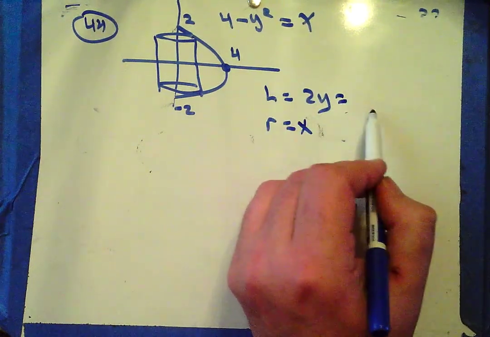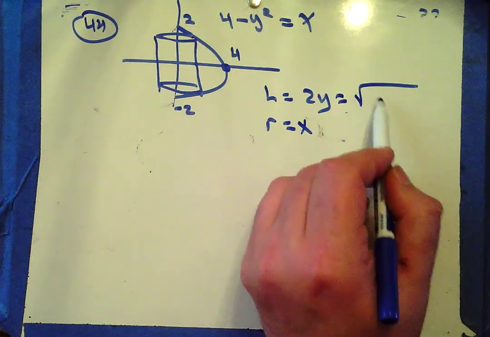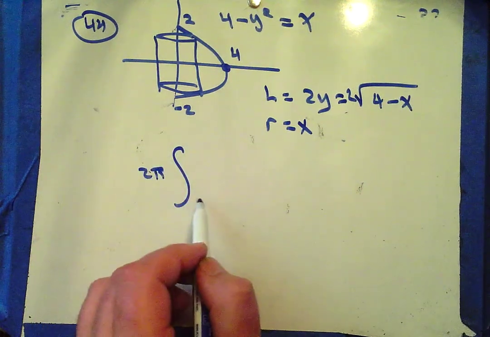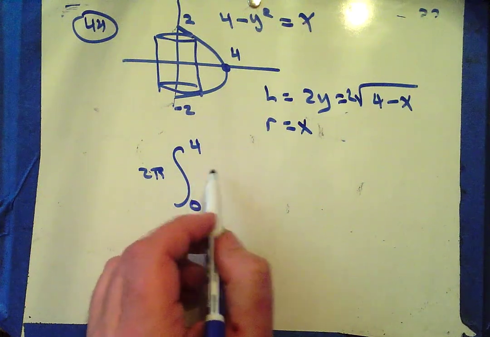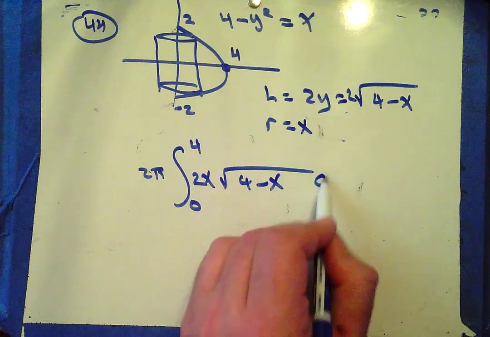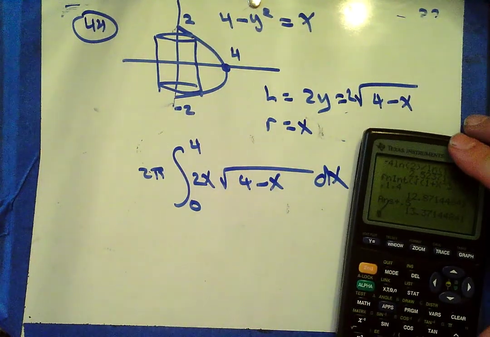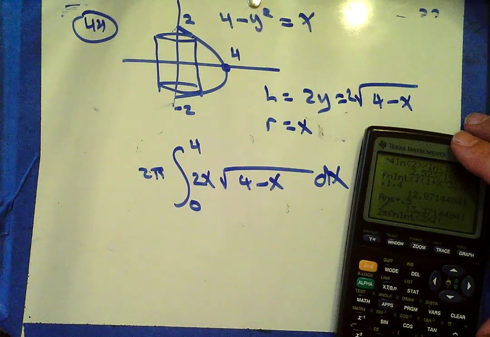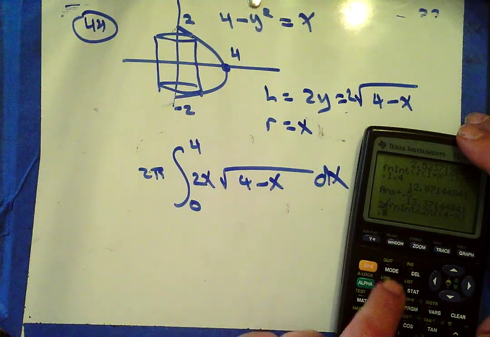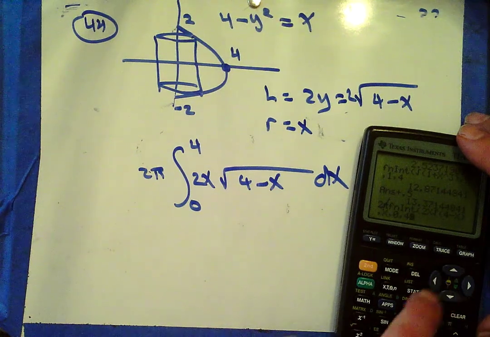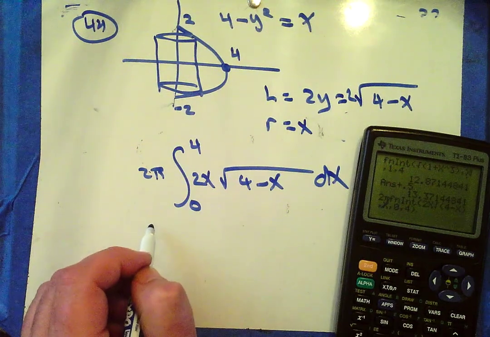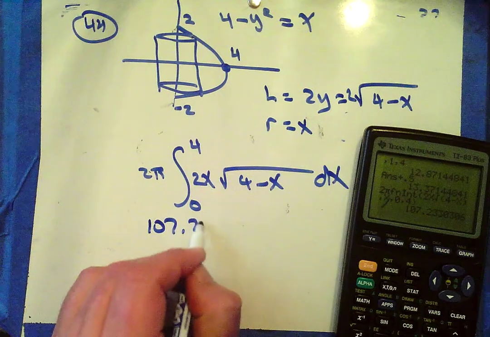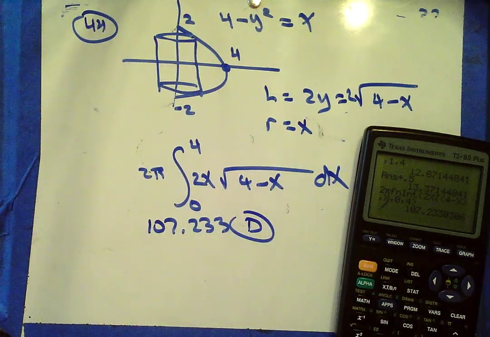Okay, and y equals square root of 4 minus x, times 2. Okay, so now, really, you probably should have done this with disks. Don't follow me down here. 0 to 4 of x square root 4 minus x dx. Okay, so 2 pi math integrate 2x square root 4 minus x, comma, x, comma, 0, comma, 4. And I end up with, it's gonna do some thinking, 107.233, which is choice D. Choice D for number 44.